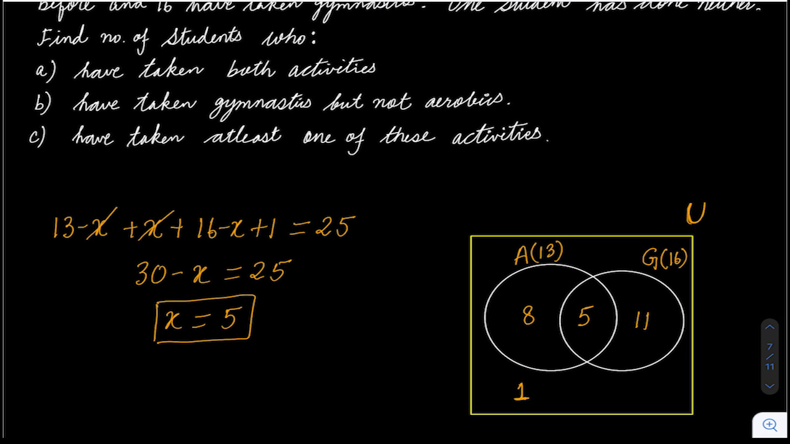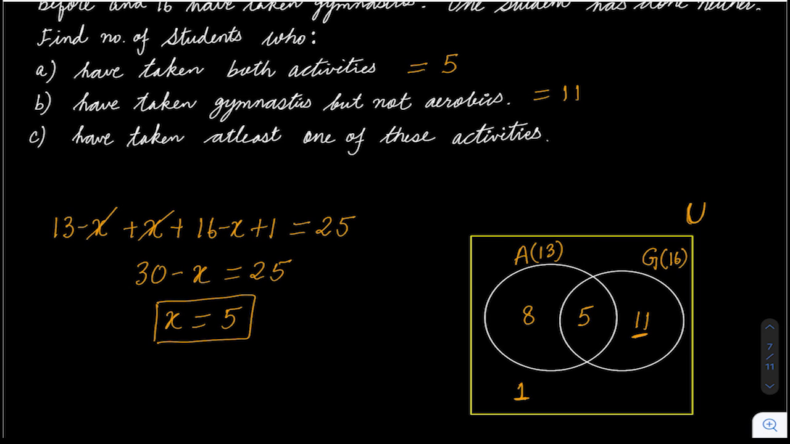Once we have all the values, it's very easy to answer whatever question they ask. Find the number of students who have taken both activities. Obviously that is 5, that is my common part. Students who have taken gymnastics but not aerobics. That is my 11 part. This 11 represents the number of students that have taken gymnastics but not aerobics.